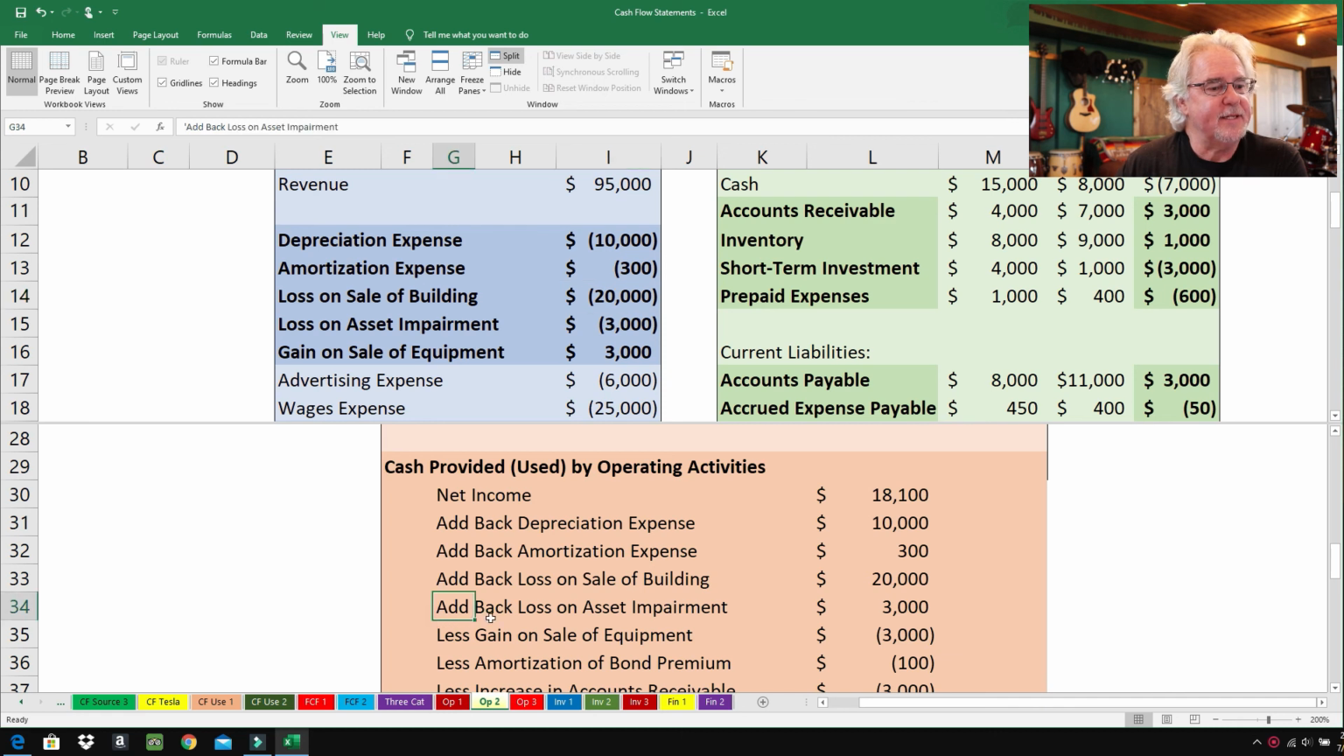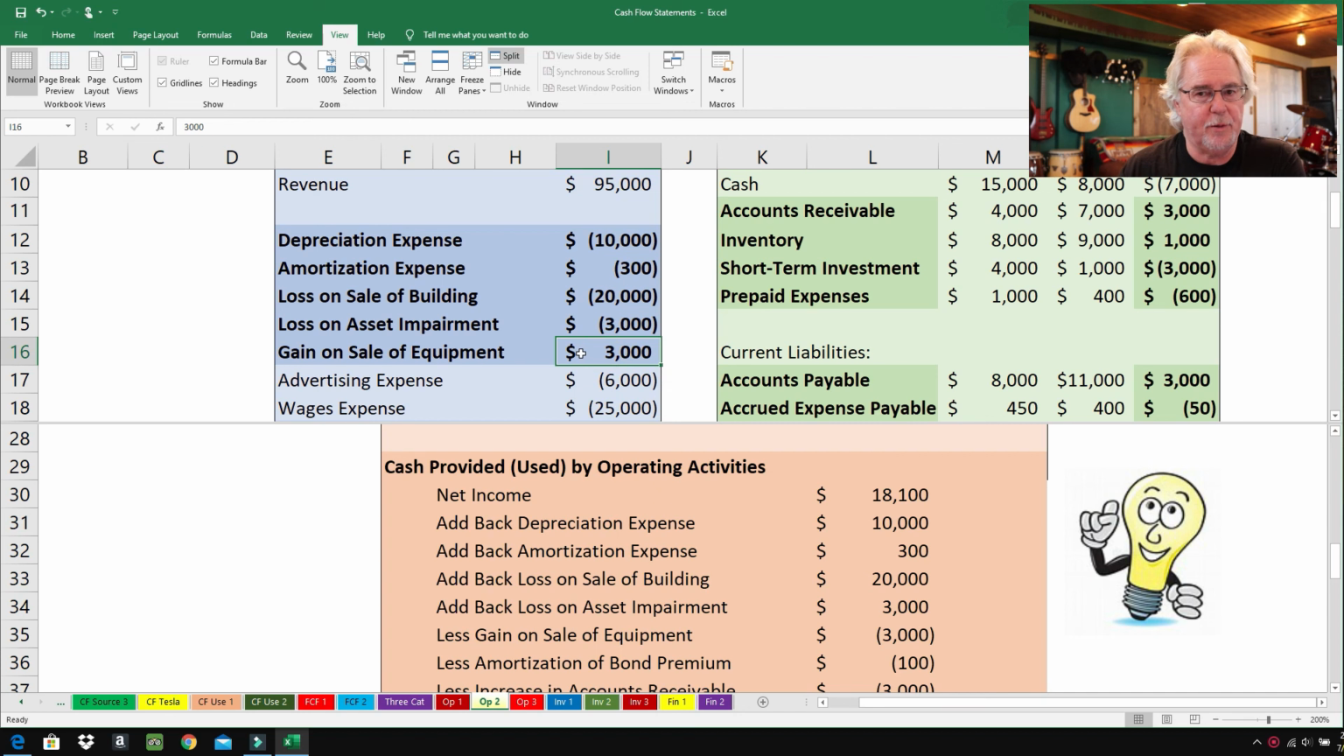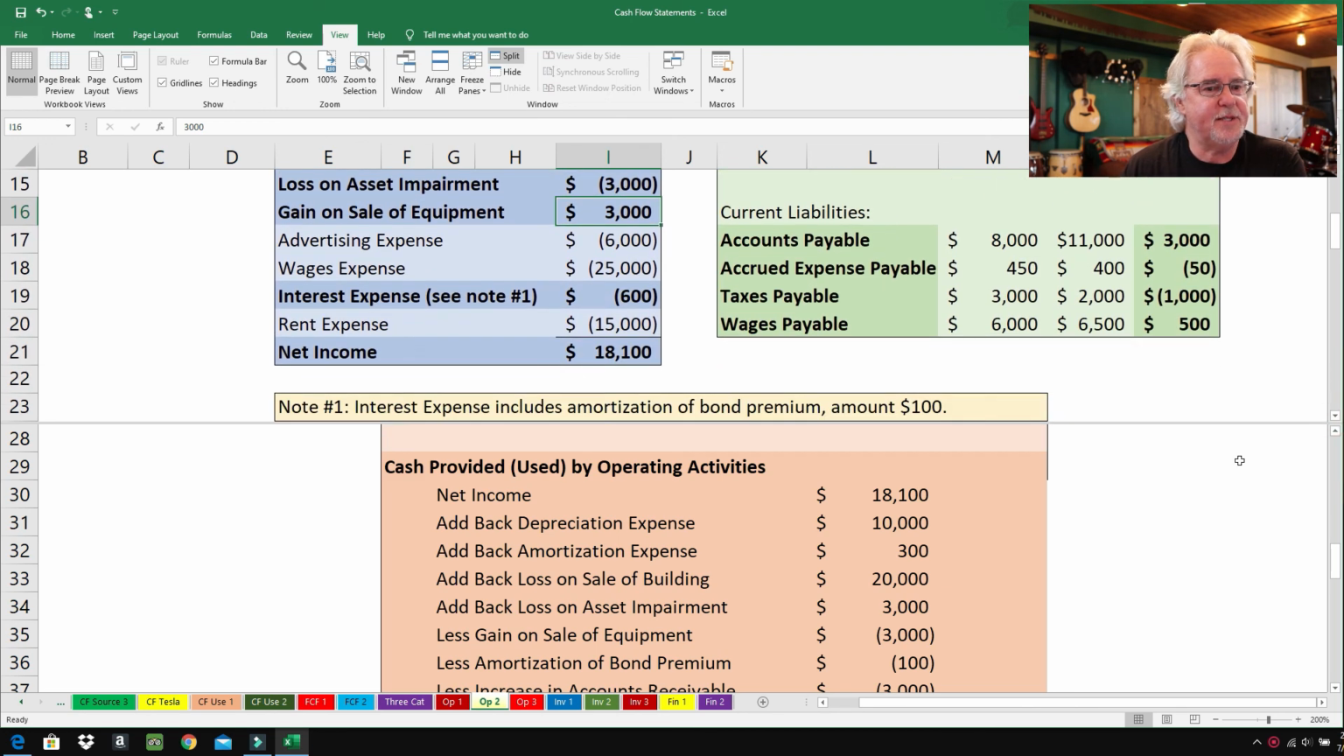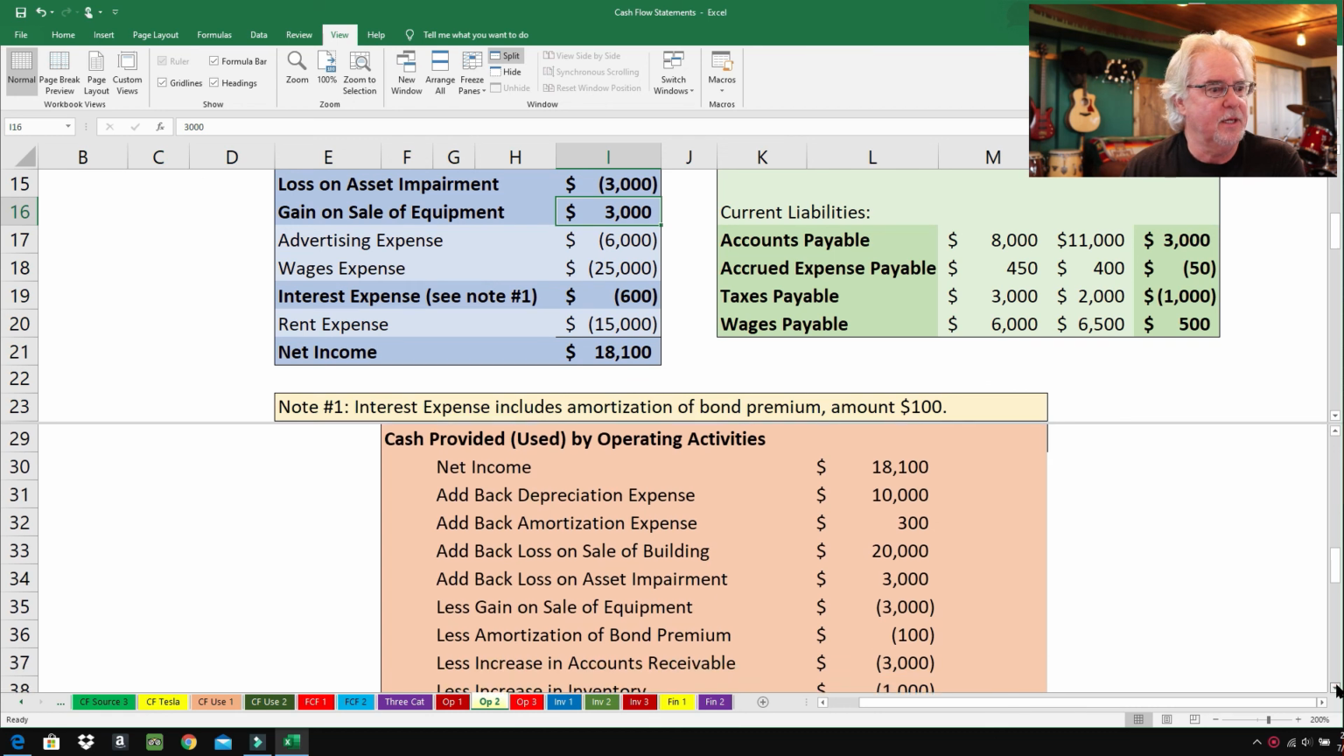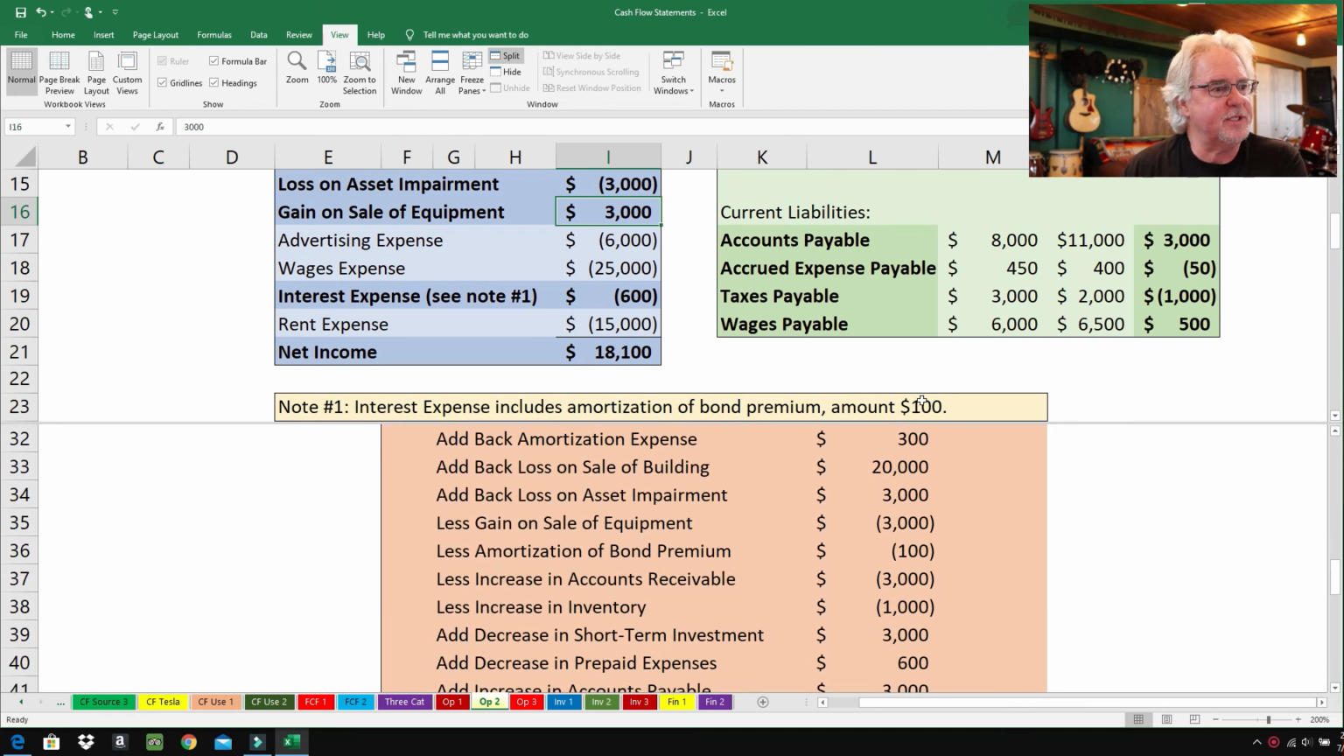Add back loss on asset impairment, same deal. But here, less gain on sale of equipment. When it comes to gains, we subtract those out. So one more time, we add back non-cash expenses like depreciation expense, we add back losses, but we deduct out gains. So coming down here we go. Here's that pesky interest expense. So here's what's going on. The interest expense here, the $600, was less than the amount of cash that was spent on interest.